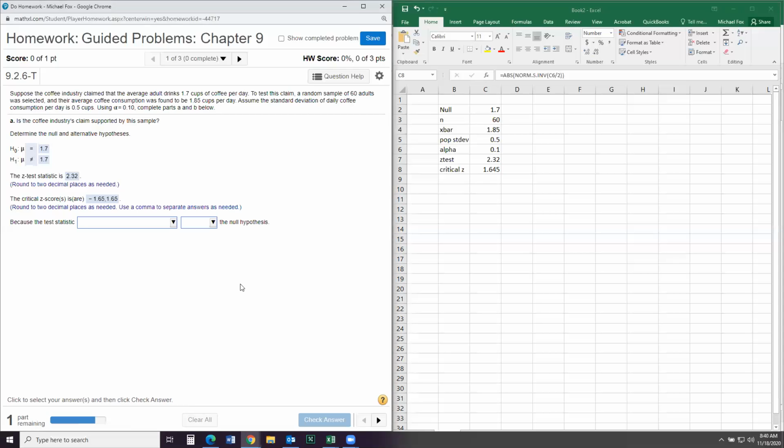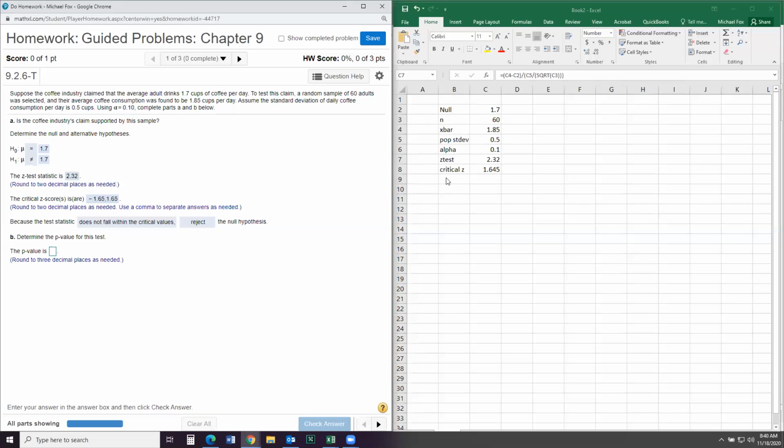All right, and then it wants us to interpret this. So because my Z test is further away from the mean, or outside of that range of negative 1.65 to 1.65, I'm going to reject the null hypothesis. So because the test statistic does not fall within the critical values, in other words, it's further away from the mean of the distribution than the critical Z, I will reject the null hypothesis.